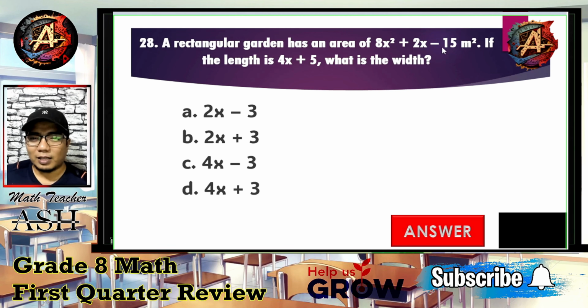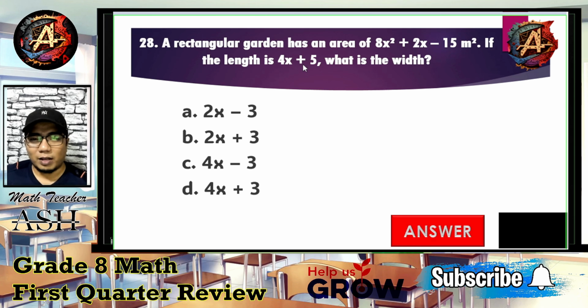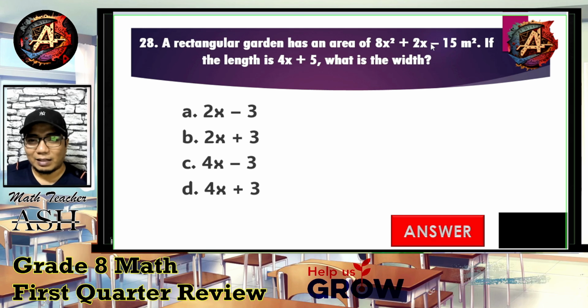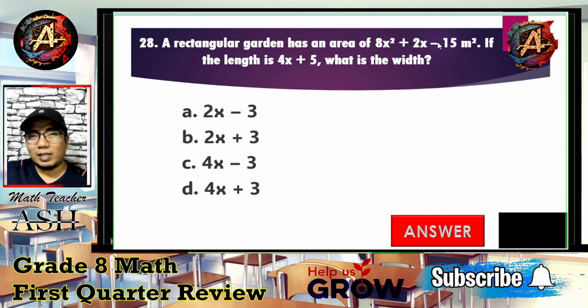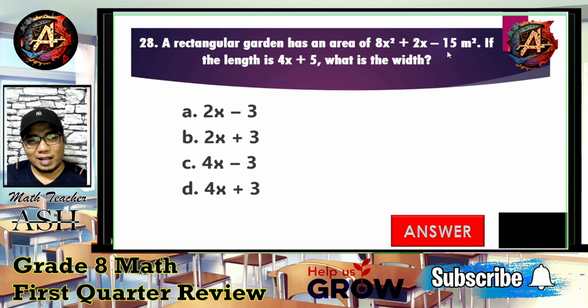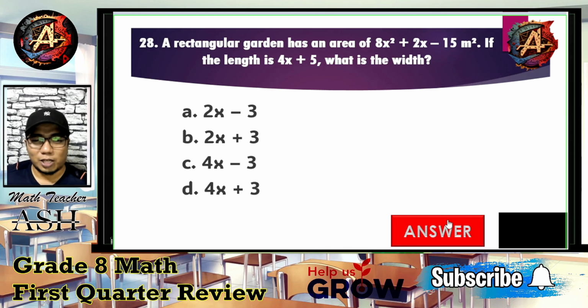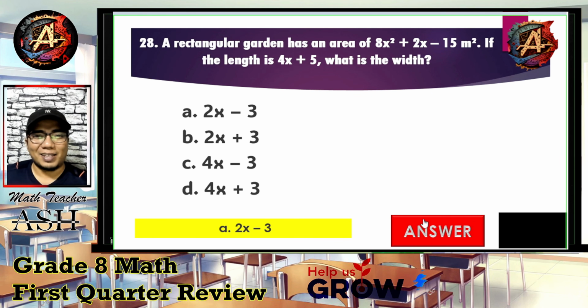Now, check the last term here. This is negative, right? So our given binomial is positive. In order for us to have a negative value for the last term, we need to multiply 5 by a negative value. This will become a negative 15, and that is negative 3, or minus 3. So therefore, the correct answer for this given problem is letter A. Let's check. Alright, my dear math learners.